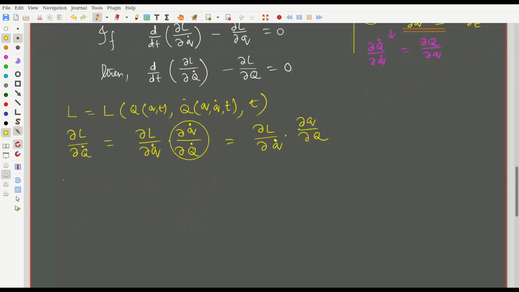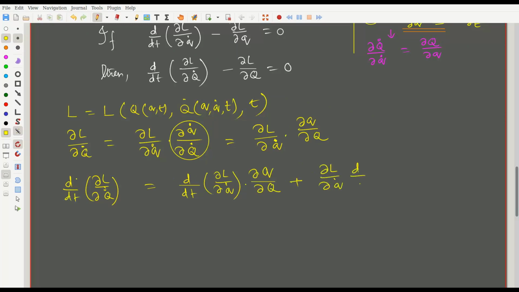Again, you have to find out now d dt of del L del Q dot. So that, by the chain rule, would be d dt of del L del q dot times del small q del capital Q, plus del L del q dot times d dt of del small q del capital Q.